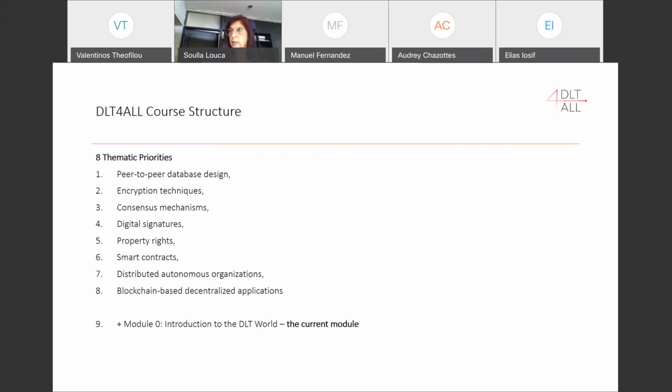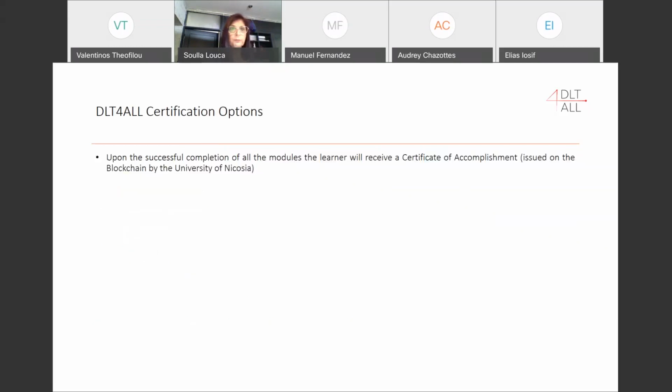Let's go to the next one. As we already mentioned, upon the successful completion of all the modules, the learner will be able to receive a certificate of accomplishment that will be issued by the University of Nicosia, because we have the application for issuing certificates on the blockchain, and signed by the consortium.